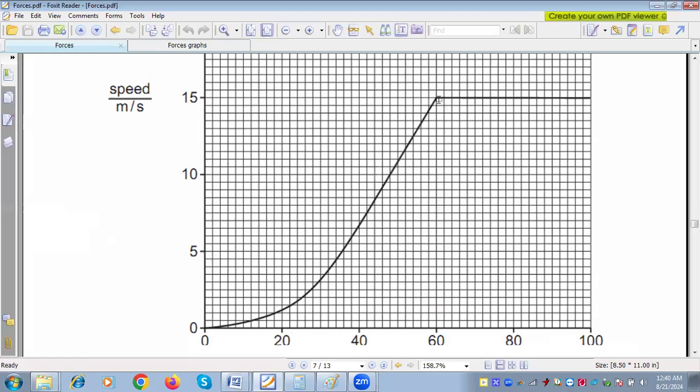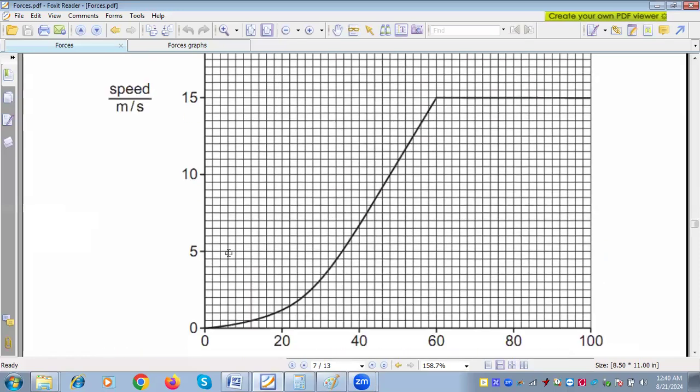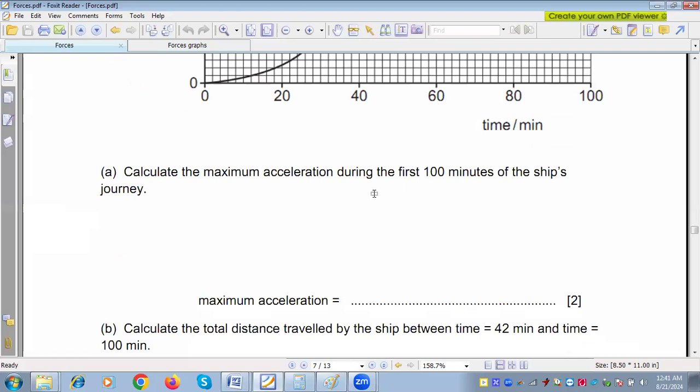At what time does the constant velocity begin? That is t equals 60 minutes. Here this is minutes, not seconds, so we have to take care of this. And the speed is in meter per second, so this time is to be converted into seconds. Calculate the maximum acceleration during the first 100 minutes of the ship's journey.